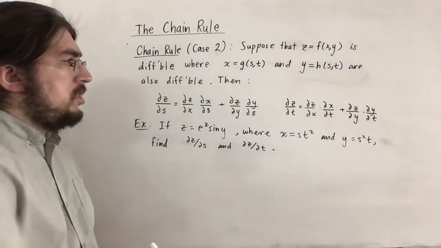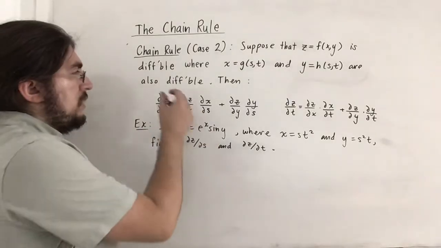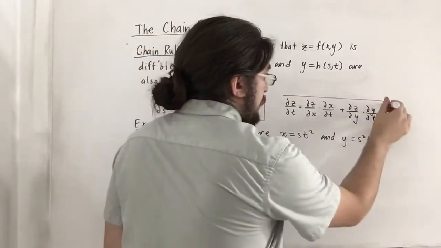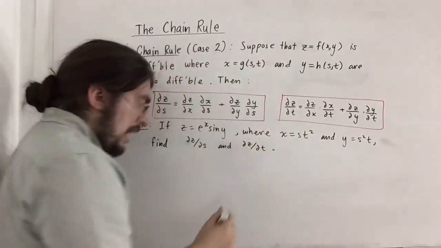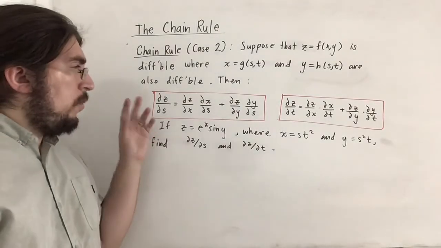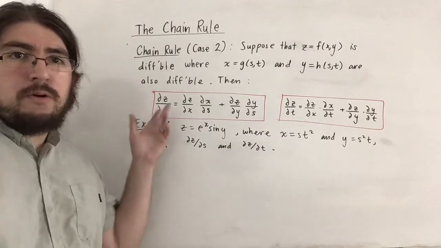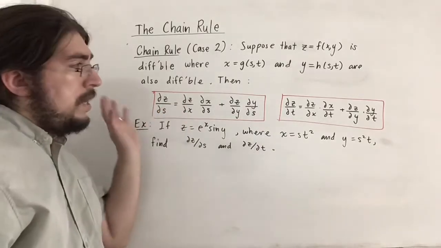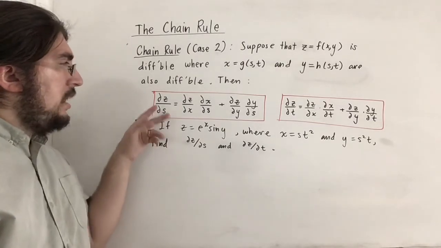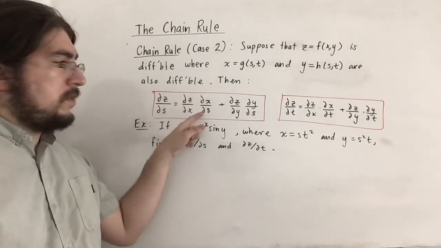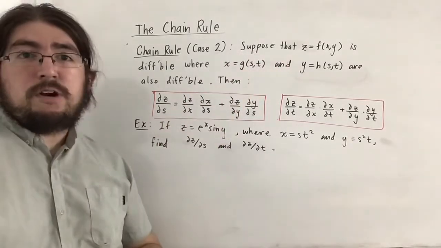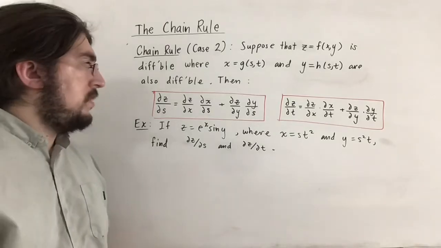And what we end up getting are two facts similar to what we saw previously, but now it splits into 2, one for s and one for t, one for each variable. Notice everything is partial here. Unlike the previous case, where we had straight d and some partial symbols, here everything is partial. So I'll just read it out. Partial z over partial s is partial z partial x times partial x partial s. And the reason we need partials everywhere is because everything in sight is a function of 2 variables.